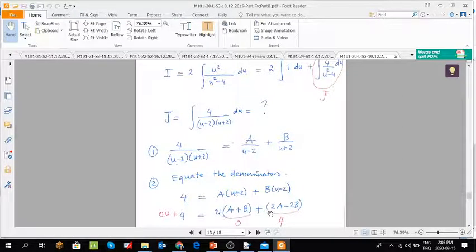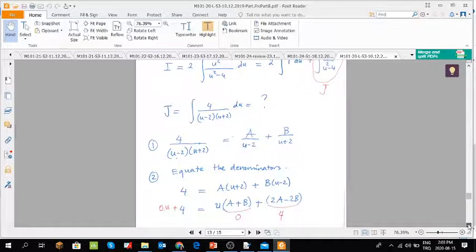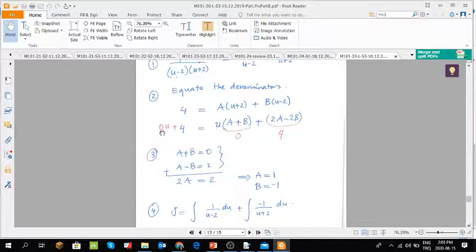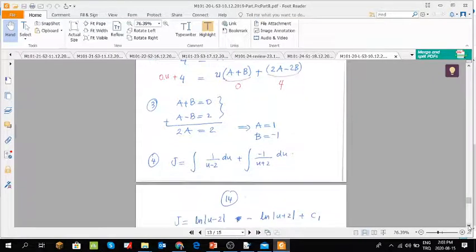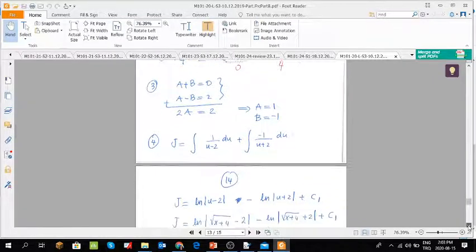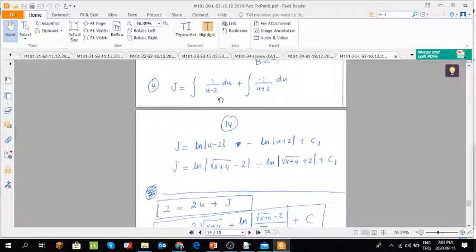Equate the numerators, gather the like terms. There's no u term here, so the coefficient is 0, a plus b is 0. The constant term has to be 4. Okay, and then solve it together. I get a is 1, b is -1. I write it back in, and then natural log. The integral of this is natural log of the absolute value of u minus 2 minus natural log of u plus 2 plus c1.